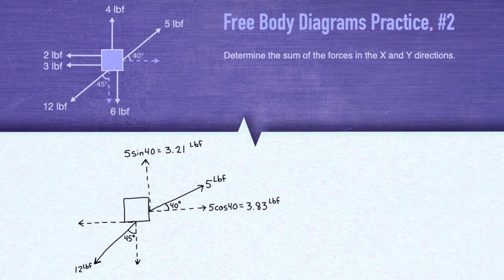They actually equal the same thing because it happens to be 45 degrees, but just remember that for the y component, we're taking 12 cosine 45, and for the x component, we're taking 12 sine 45. So 12 sine 45 is going to be 8.49 pounds of force, which is for the x component. For the y component, again, because it's 45 degrees, it comes out the same. But anyway, it's 12 cosine 45, which comes out to be 8.49 pounds also.